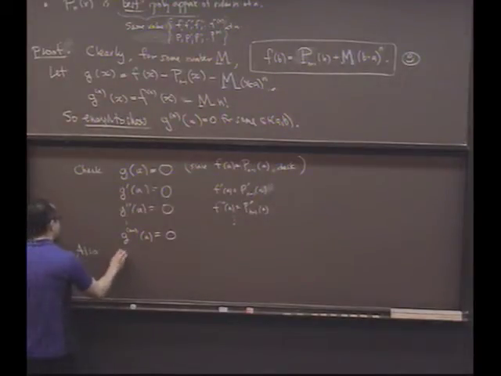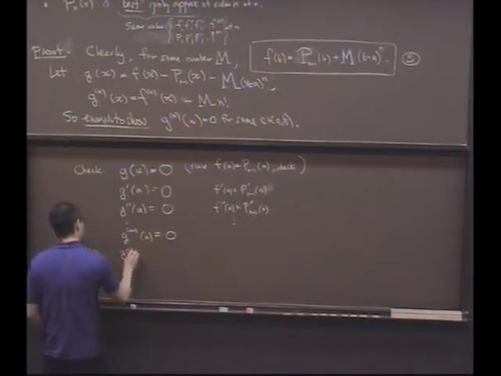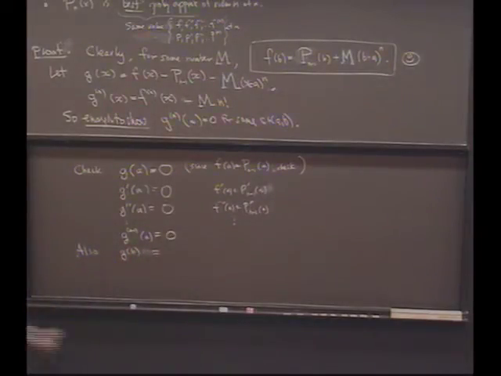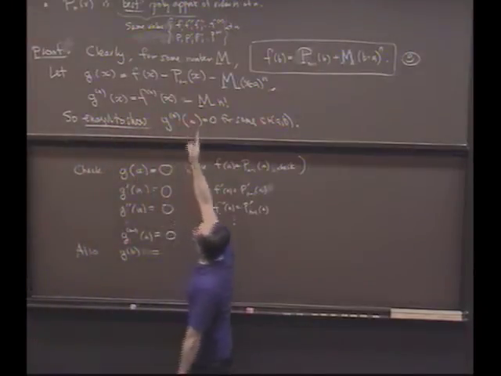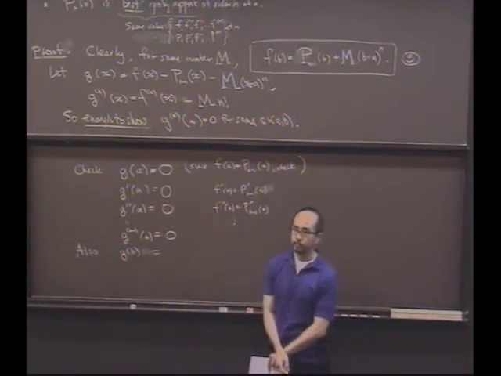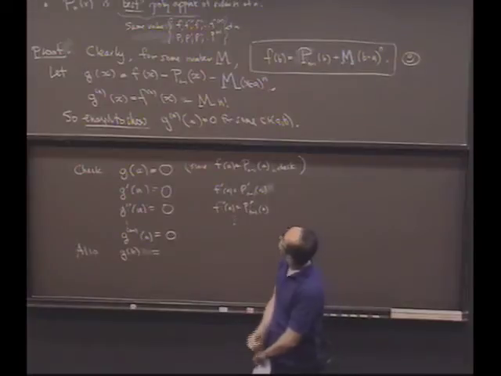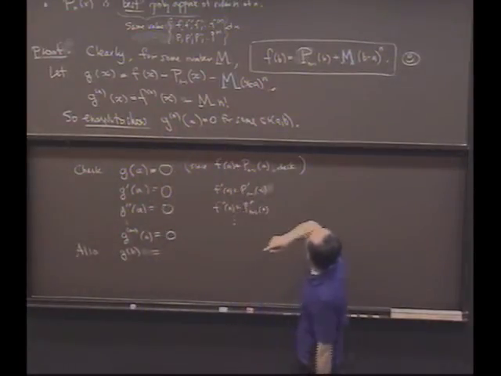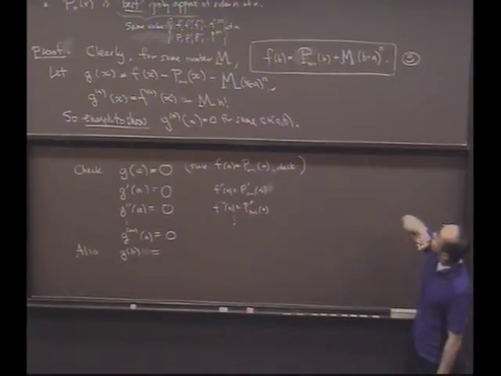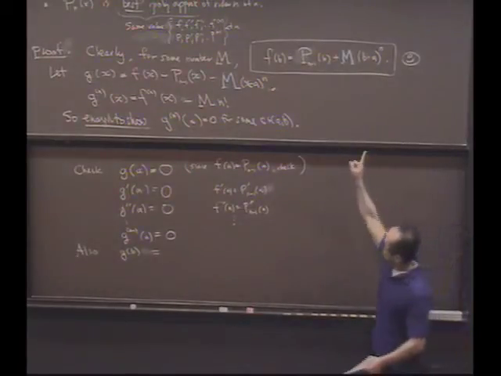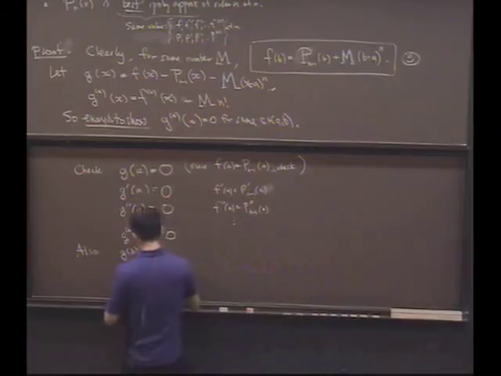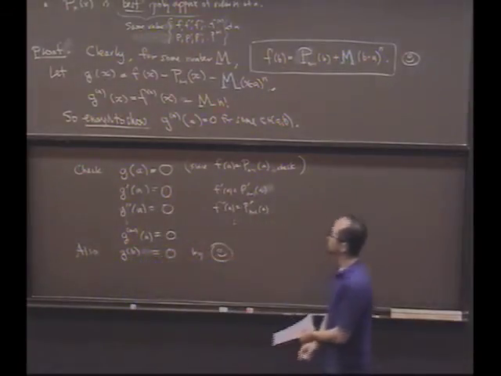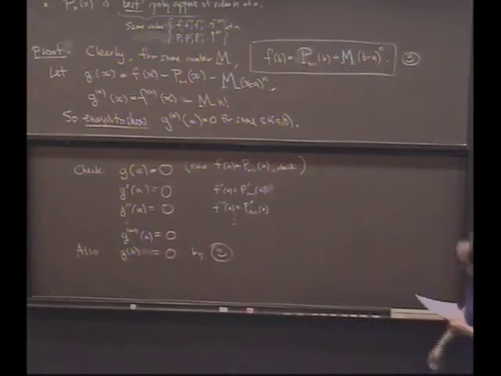Well, check this out. What if I look at g of b? What happens when I plug in x equals b here? Why is it 0? This is 0 by the definition of M, which made this true.